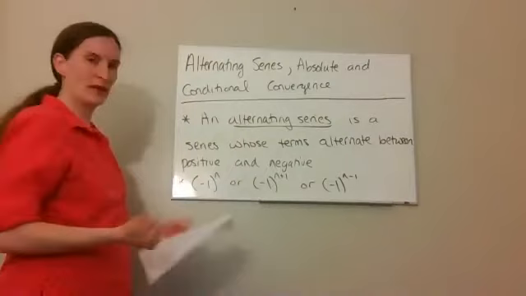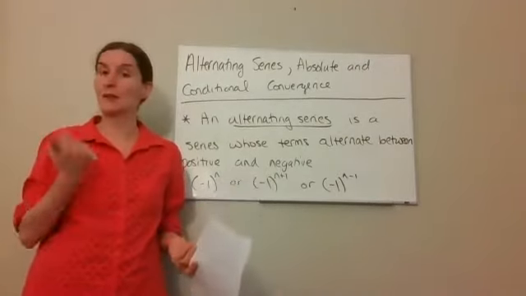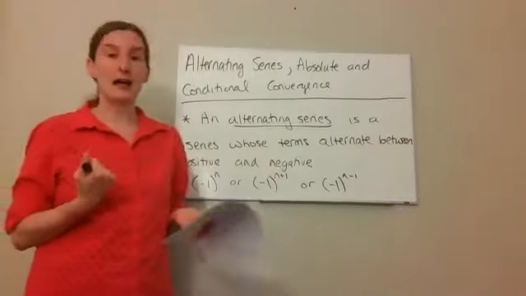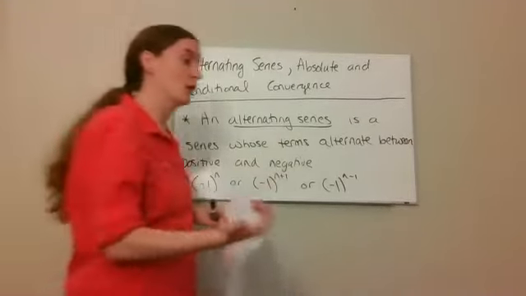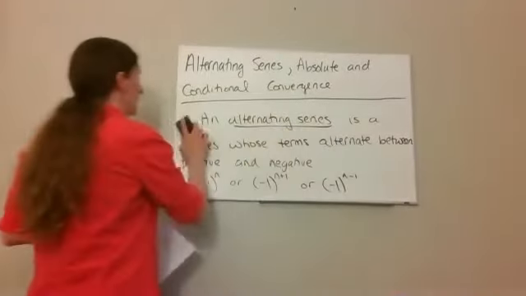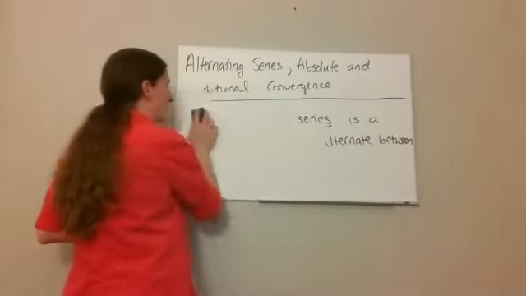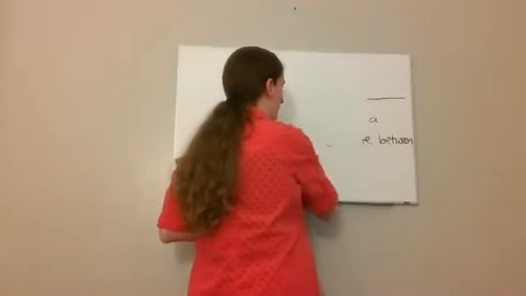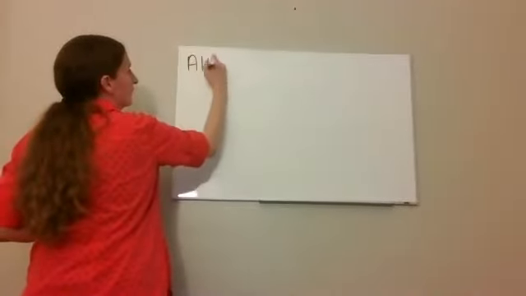So why do we even care about alternating series? Well, because there's actually a test for convergence that's specific to alternating series. It's called the alternating series test. And as convergence tests go, the alternating series test is a fairly simple test to use. Anytime you see that -1 to a power, your first instinct should be, hey, let me try this test, because it's super simple to use in comparison to some of the other tests.